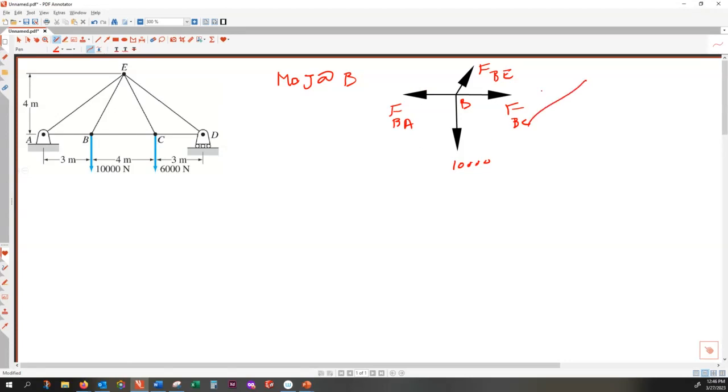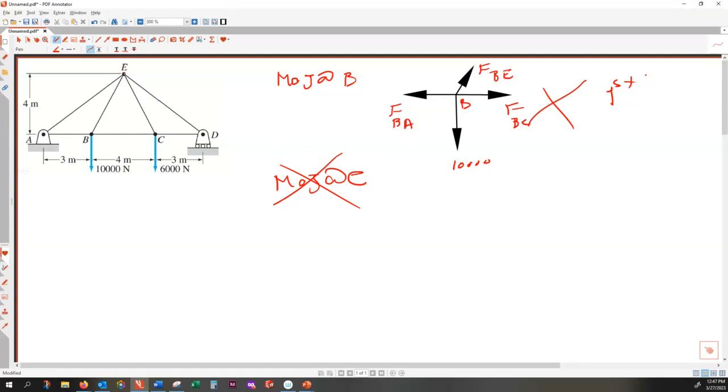So let's ignore that one. Or when I say ignore, that means this cannot be the first step. This is not the first step. You have to postpone that. You have to start from somewhere else. So with the very same justification that Darcy told us, method of joint at C cannot be the first step. It has to be postponed.